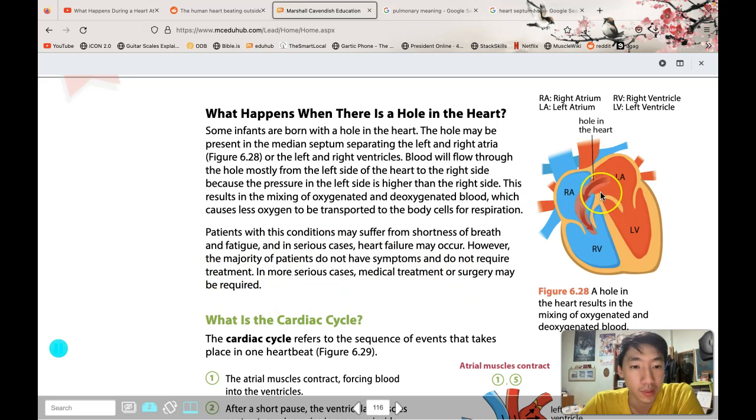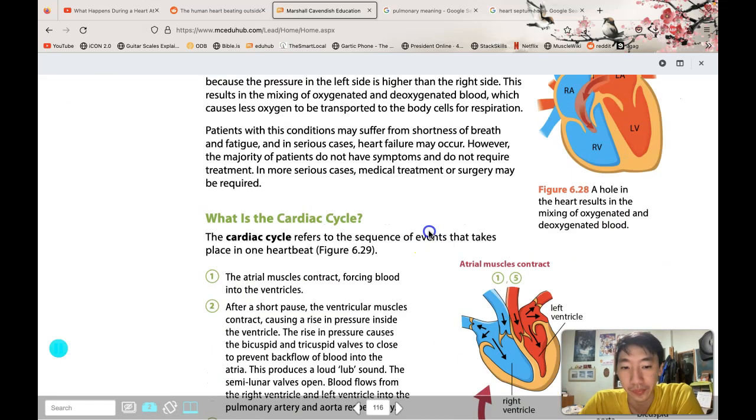Okay, so this is not that uncommon. Some people have a very tiny hole in their heart, and so the amount of blood that mixes is not that much. It doesn't affect them much, but if the hole gets too big, then it can get serious.